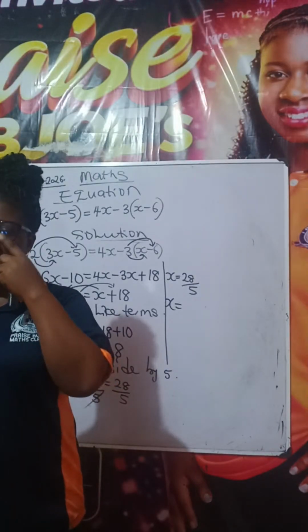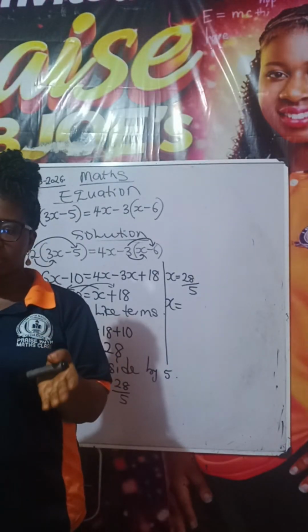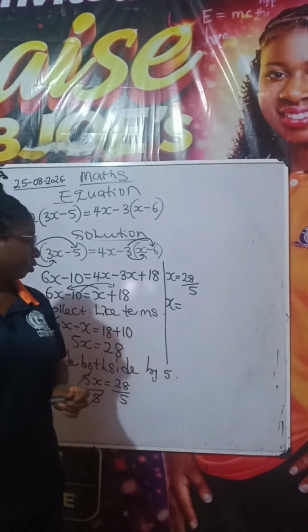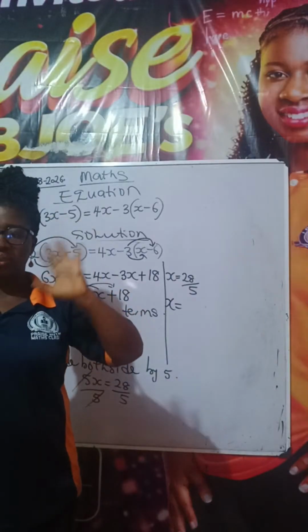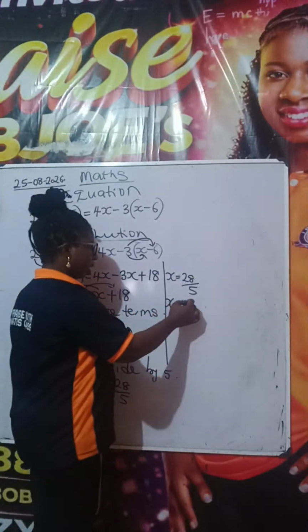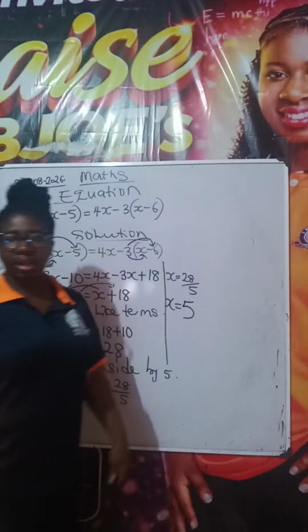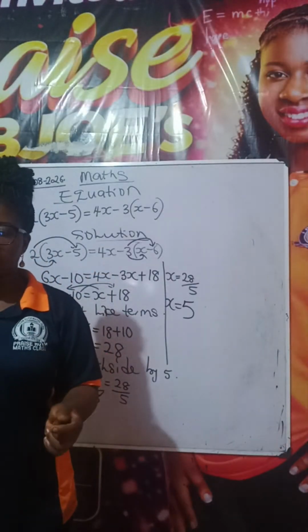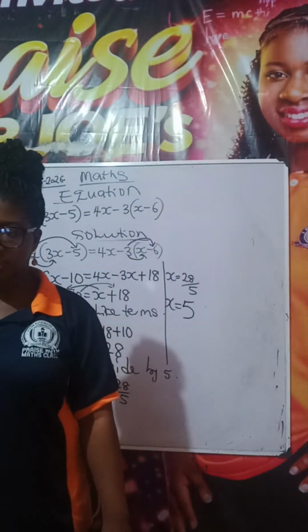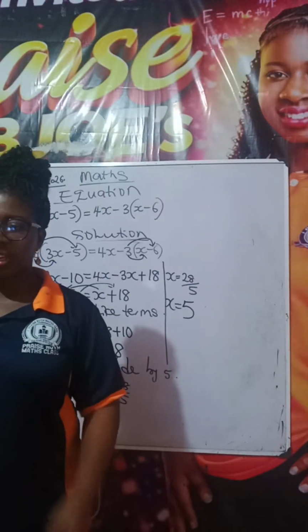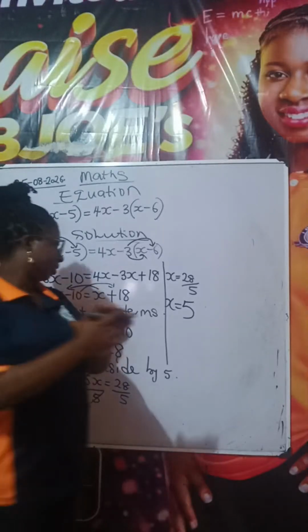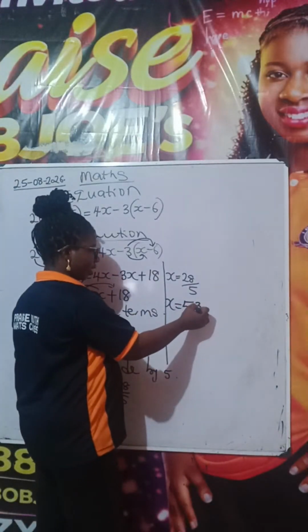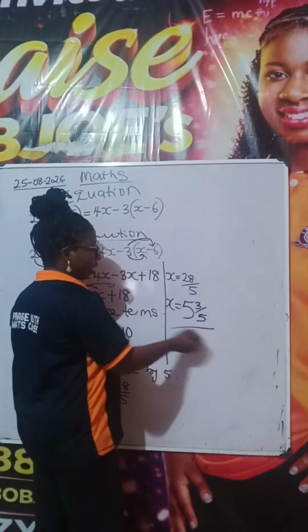So how many 5 do we have in 28? How many is possible? How many 5 in 28? So we are getting 5 times. Yes, it's 5 times. Nice one. Then there will be a remainder. So how many is the remainder? So remainder 3. So we have 3 over 5.